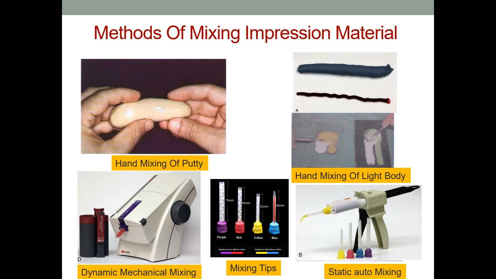Now the mixing methods can be different, from hand mixing to mechanical mixing. In the first photograph you can see there is hand mixing in which the operator or the assistant is mixing with the help of the hand. That can be a putty which is mixed in equal proportion, or a condensation silicone. The light body or the medium body also can be mixed by hand mixing.